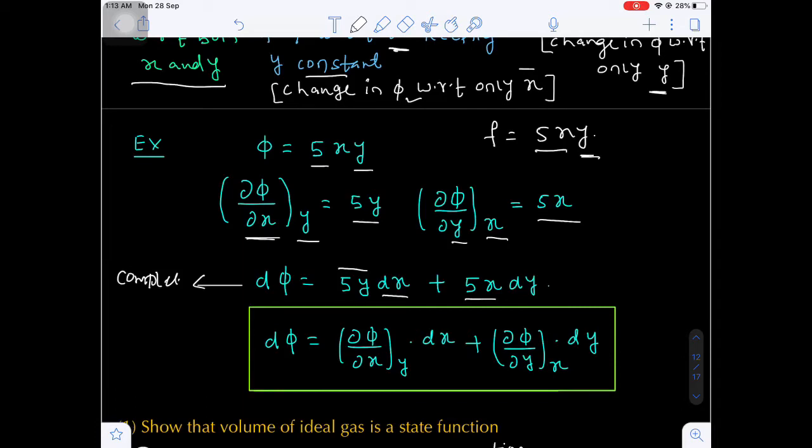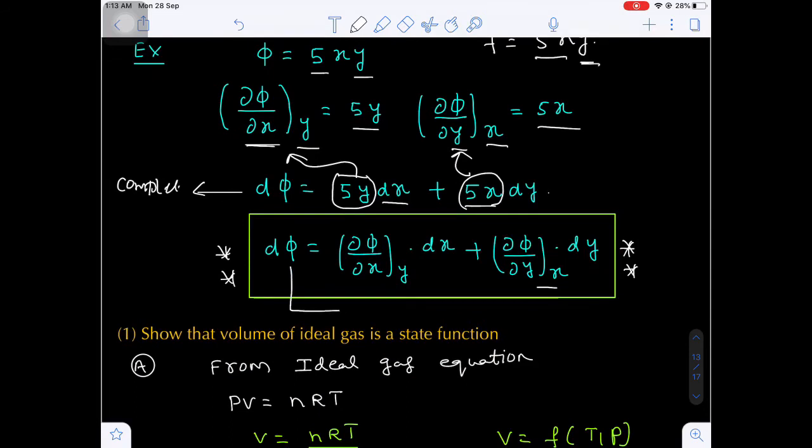Now in the above expression, what is the value of phi y? This is the value of phi y. So instead of phi y, shall I write dou phi by dou x keeping y constant into dx, and instead of phi x, shall I write dou phi by dou y keeping x constant. Are you getting my point? So this is called an exact differential equation. It is only corresponding to a state function. The condition is that phi must be a state function. Are you getting my point?